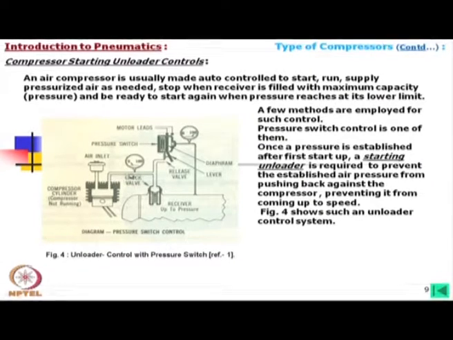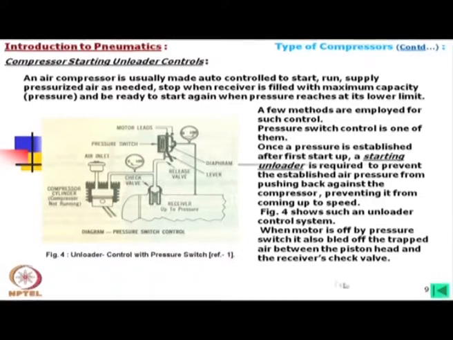Now, here apparently it is an open path, maybe here some non-return sort of valve might be there, which is not shown here. But what happens when this machine is stopped, the reservoir has its maximum pressure, say 2 megapascal, then this motor is stopped, as well as this path is made free, so that next time when the signal comes, it starts operating without any trouble. For that we need an unloader. So, this is you can say the starting unloader.